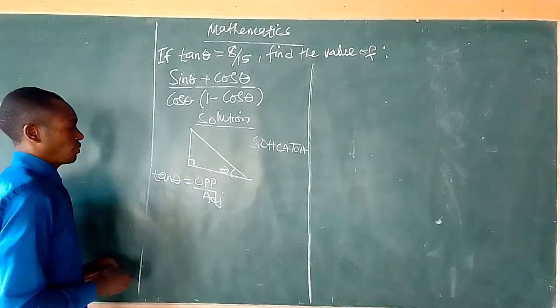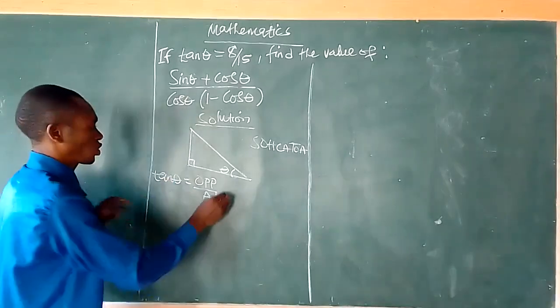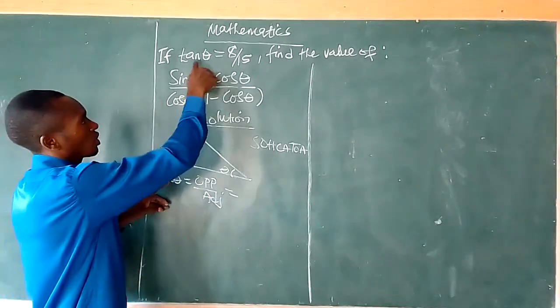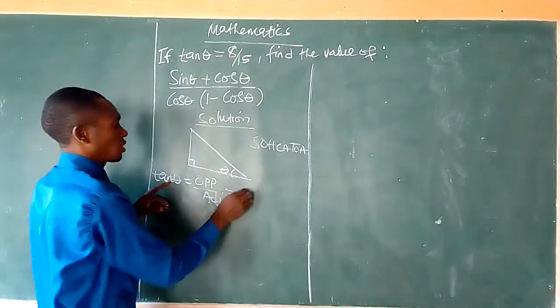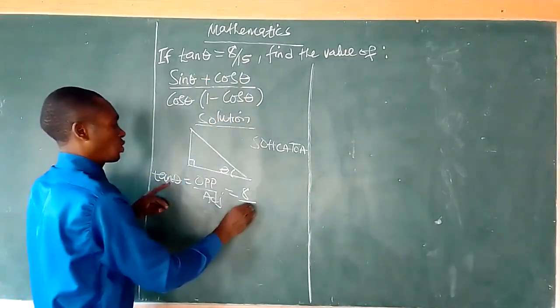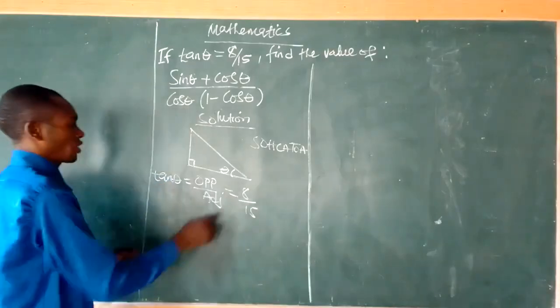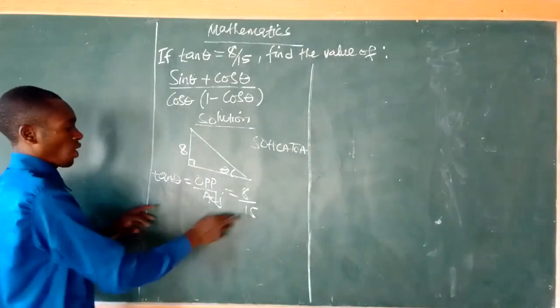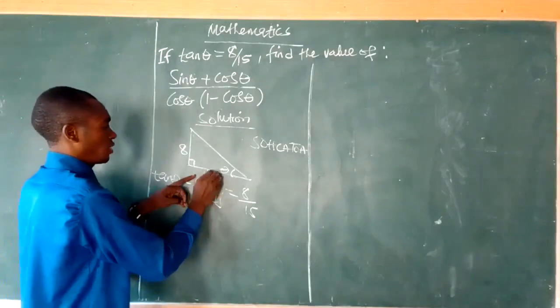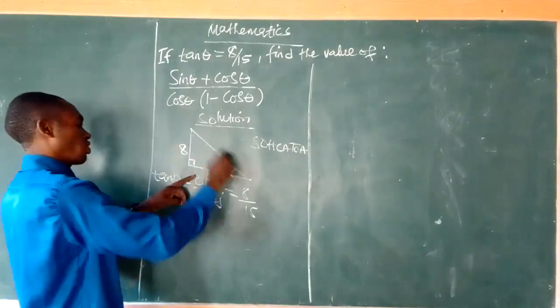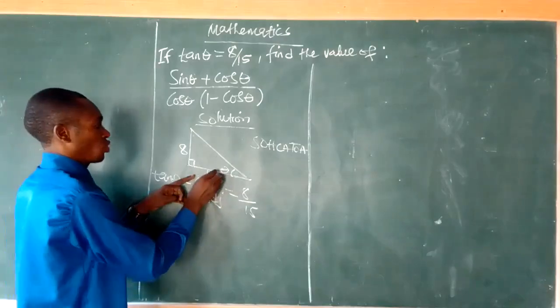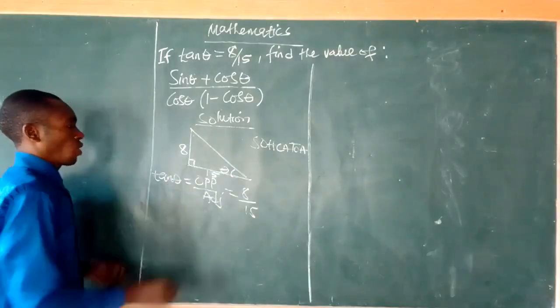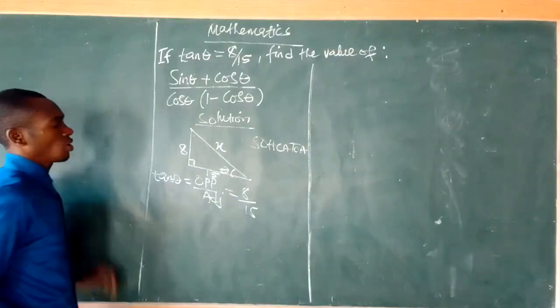SOHCAHTOA. So we have here the opposite. Tan theta, opposite is 8 over adjacent, which is 15. So our opposite here is 8, our adjacent here is 15, and the longest side is the hypotenuse. What we'll do next is to get this value. We can call it x.